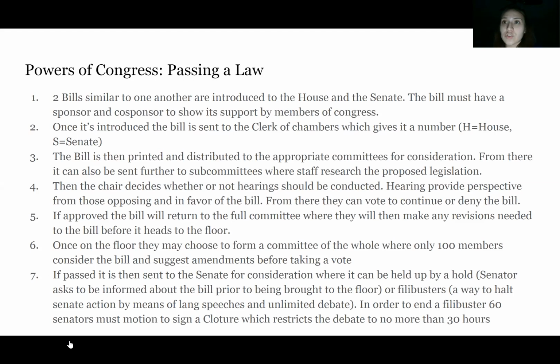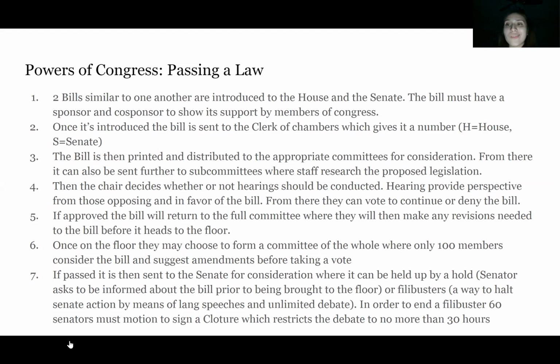This is where it can get kind of tricky and the process becomes really long because in the Senate, they can either do a hold or filibuster. A hold is where a senator will ask for further information or research about the bill before it hits the floor. A filibuster is when a senator is able to have long speeches and unlimited debates about this bill. And so the unlimited debate really prolongs the process.